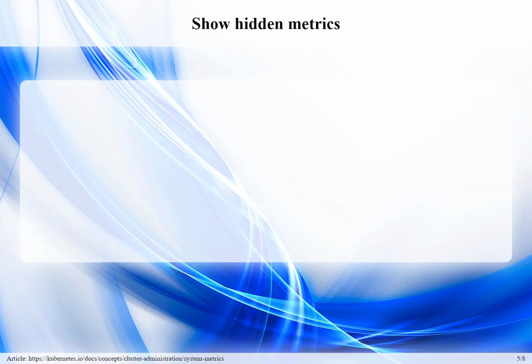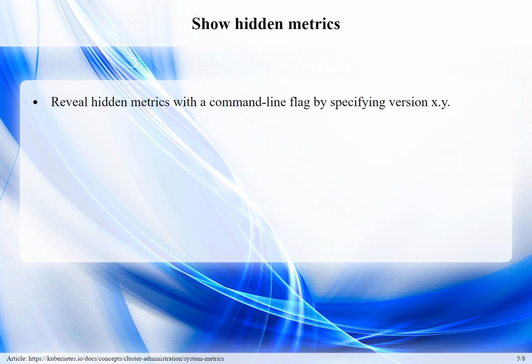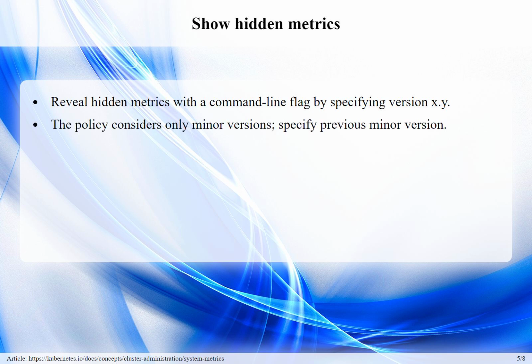Show hidden metrics. Admins can reveal hidden metrics using a command line flag designed as a backup solution for those missing deprecated metrics. This flag, show-hidden-metrics-for-version, requires the version specified as major and minor, e.g., X.Y. Only the minor version can be specified, excluding patch versions because the deprecation policy focuses on minor releases.